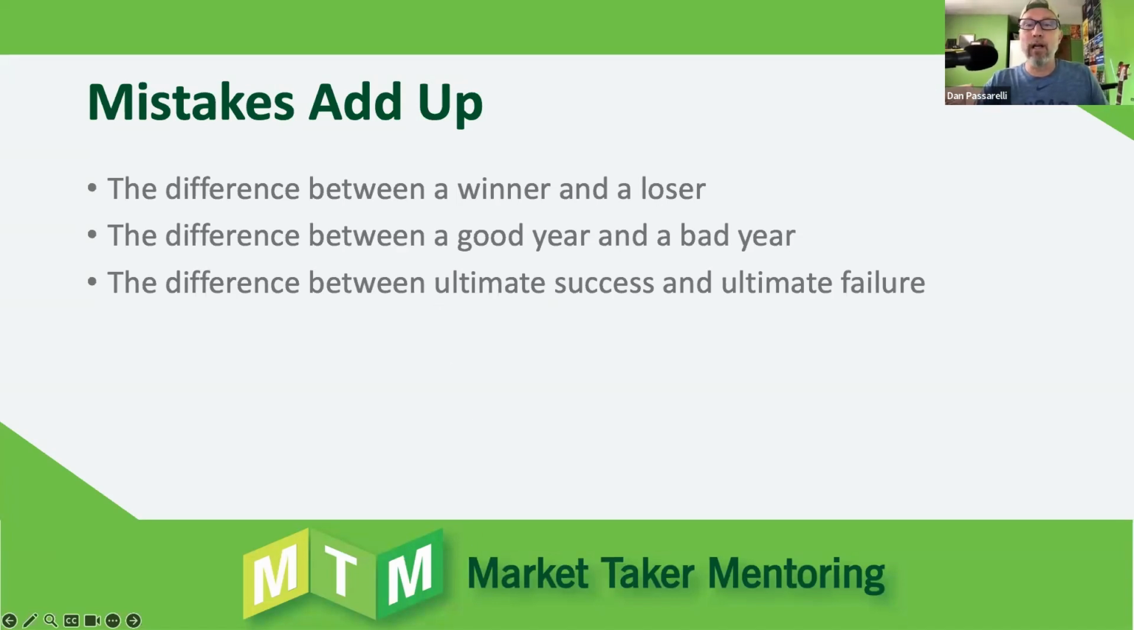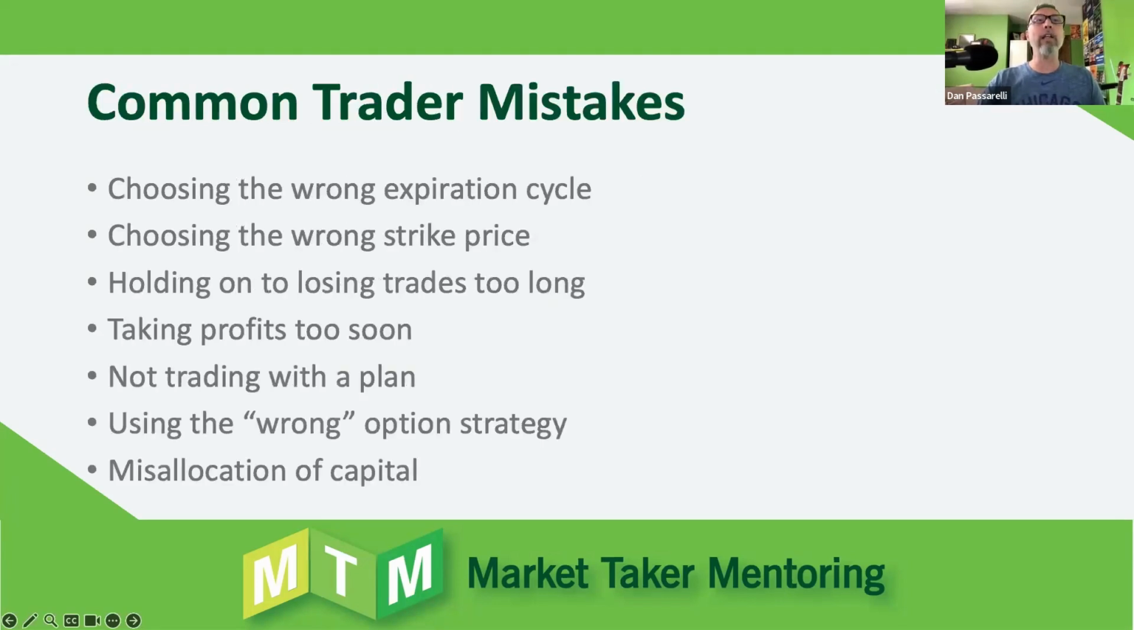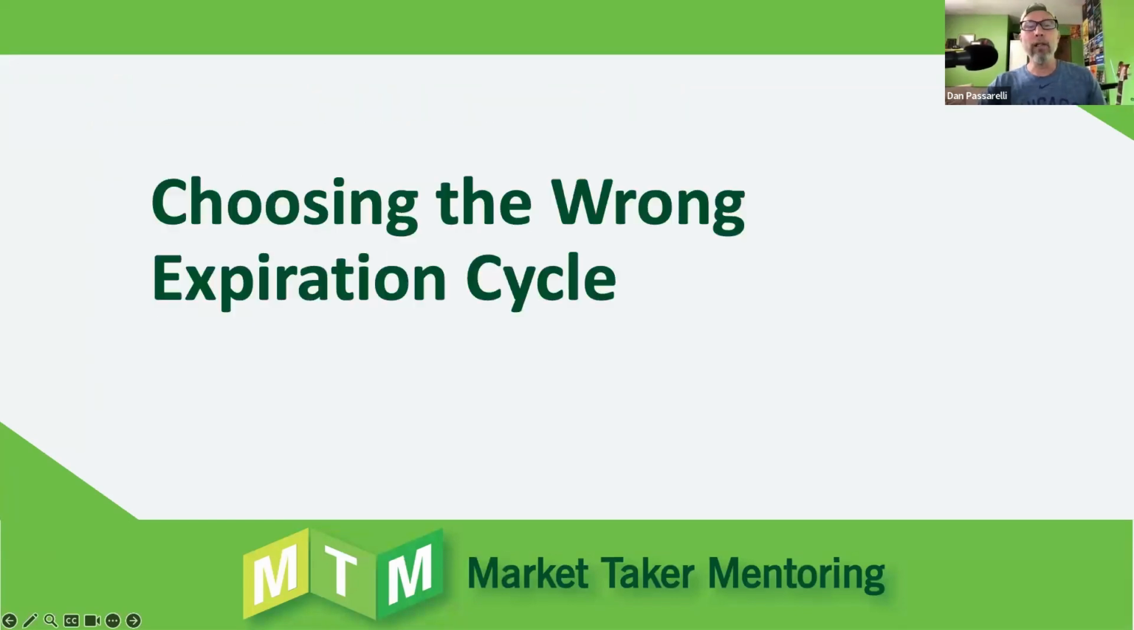So let's talk about some common trader mistakes. We've got all these to talk about. This is not necessarily an exhaustive list, but it's some of the big ones that I've seen. One is choosing the wrong expiration cycle. Oh my goodness, this is a big one. And not even the biggest one, but it is a big one. This can lead you from having a bad year to having a great year.